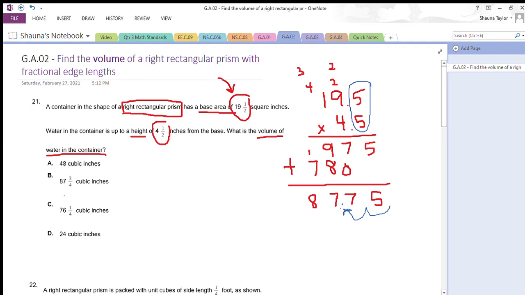Okay, but look at your answers over here. Some are in fractions. I better change my answer back to a fraction. So 87, and then 0.75. That's like having 3/4 in your hands, right? So that's 3/4. So now let's take a look over here. There it is. Look at that. 87 3/4. So I hope that helps you guys.